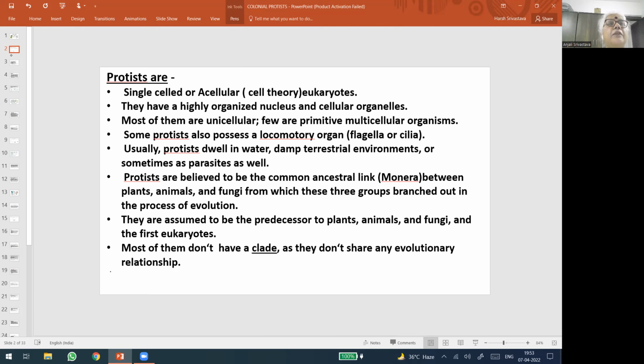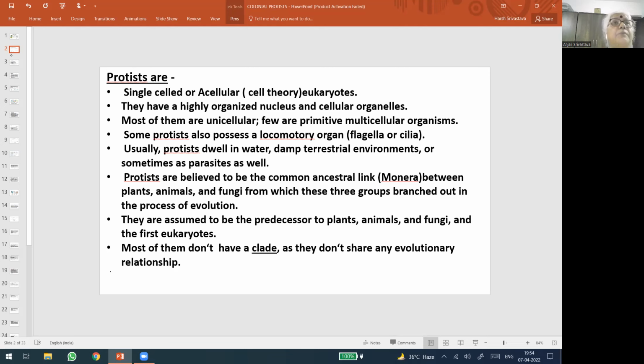Their body is like a single cell, with a cell boundary, a profound nucleus, and the intermediate space is filled with a matrix, that is the cytoplasm. So such is the simplest organization of all the protists. The protists are having a single cell or acellular eukaryotes, with a highly organized nucleus and cellular organelles. Most of the protists are unicellular.